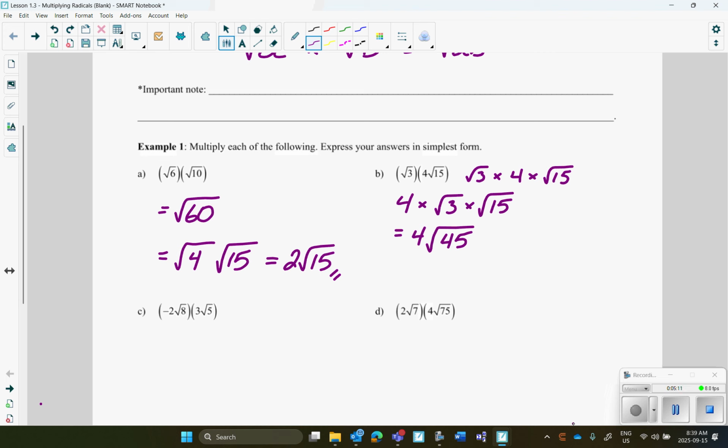So now, do I stop? Can I take it exactly? Can I break it down? Is there a perfect square? 9. So root 9 times root 5 equals 4 times 3 root 5. And I can go a little bit further. 12 root 5.